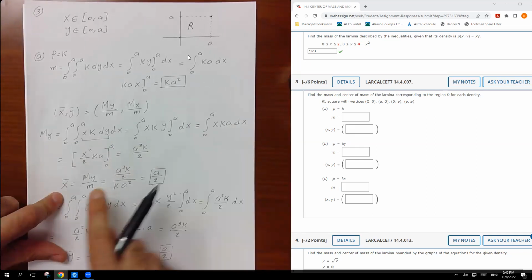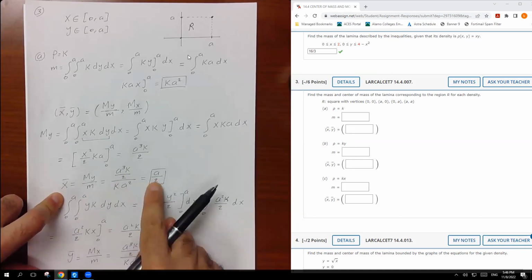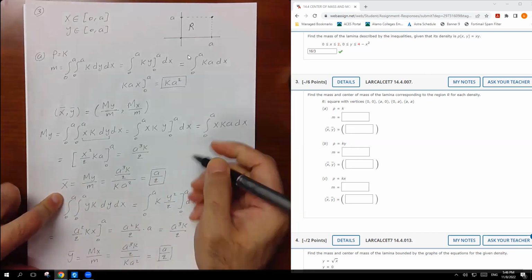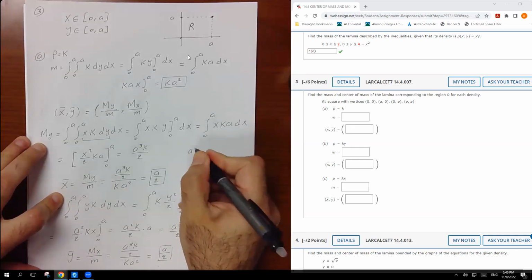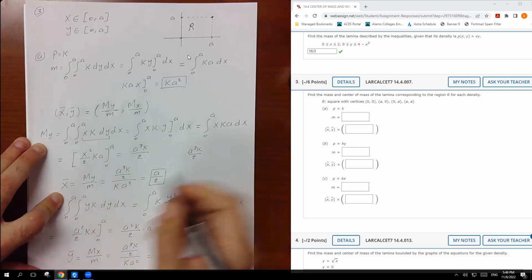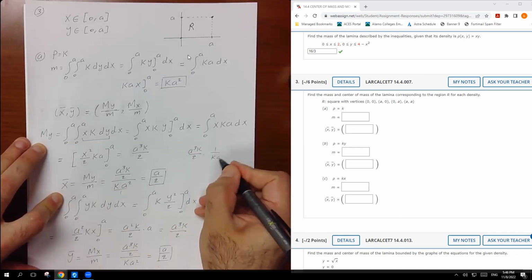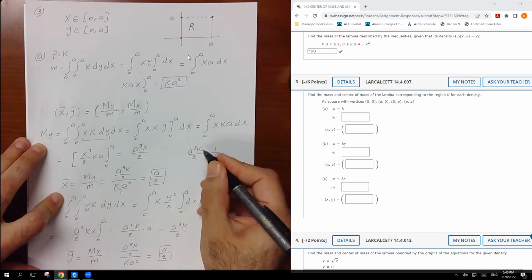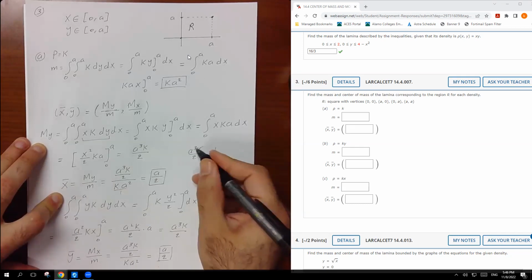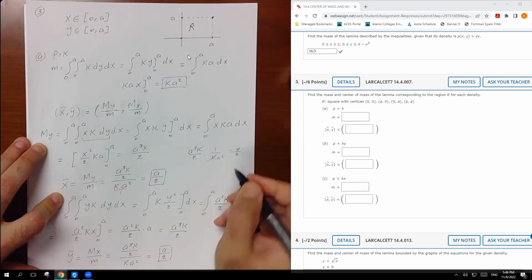x-bar is going to be M sub y divided by M, and simplify it. How are you going to simplify it? You're going to say a cubed k over 2 times, this is over 1, so it's going to be 1 over ka squared. Cancel the k with the k, a squared cancels with a cubed, so the left is going to be a over 2. That means we have a over 2.